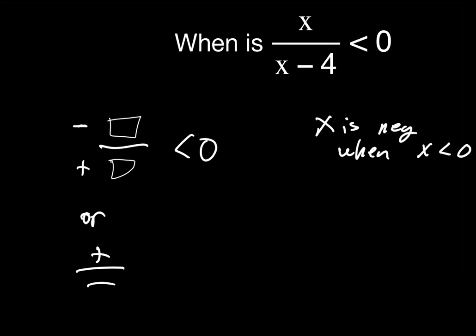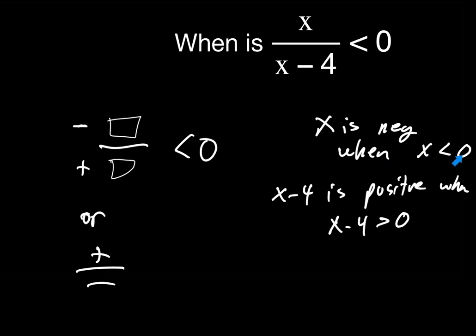Now, if the top is negative, that means I need my bottom to be positive. So then I say x minus 4 is positive when x minus 4 is greater than 0, because that's what positive means. And then we solve it. Now, the top one's already solved right here. x is less than 0. So here, this is positive when this is greater than 0. So where does that happen? That happens, well, if I add 4 to both sides, that happens when x is greater than 4.